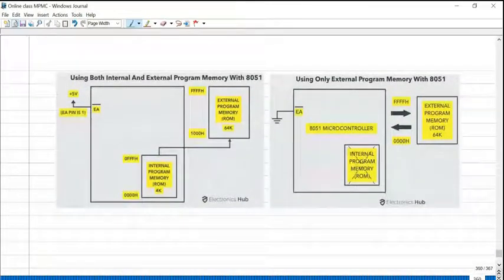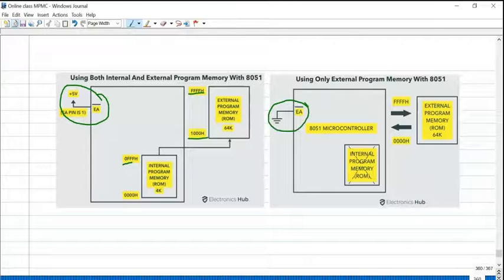Okay, same concept I have mentioned here. If EA equals logic high, meaning 0000 to 0FFF from internal ROM, 1000 to FFFF from external ROM. If EA is kept at logic low, internal memory is completely disabled. So 0000 to FFFF is accessed from external ROM.